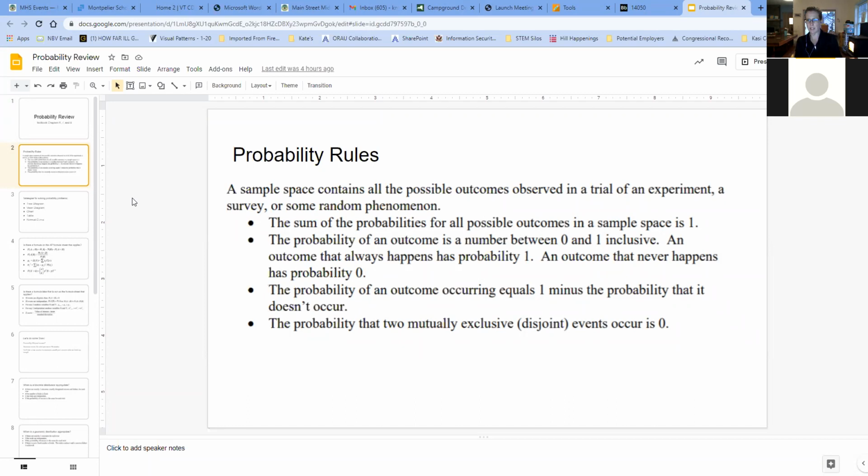Probability of an outcome occurring equals 1 minus the probability that it doesn't occur. That's the idea of complementary events. And then the probability that 2 mutually exclusive or disjoint events occur is 0, because mutually exclusive events are like in a Venn diagram. Those circles never overlap. So the probability of both of them happening at the same time is going to be 0 because there's no overlap in mutually exclusive events. Any questions there with those basic probability rules?